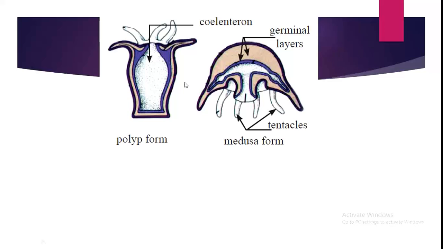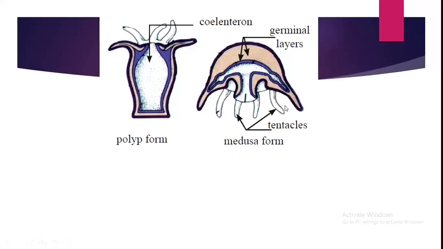Cnidarians have two major forms known as the polyp form and the medusa form. Polyp form is attached to a substrate. It leads a sedentary life. Hydra is an example for the polyp form. Sea anemone also comes under this group. And medusa form is a free swimming state. In both forms you can see that there are tentacles.